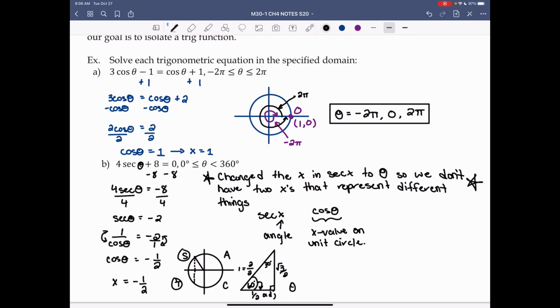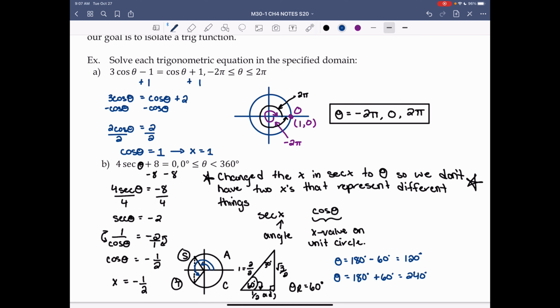So our reference angle, theta r, is 60 degrees. Then our first angle, theta, would equal 180 degrees minus our reference angle, which gives us 120 degrees. And our second angle, we're in quadrant 3, so it'd be 180 degrees plus our reference angle, which is 240 degrees.